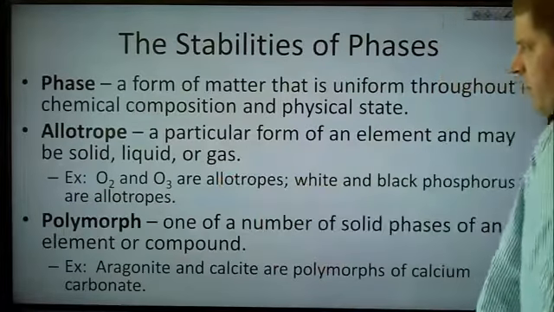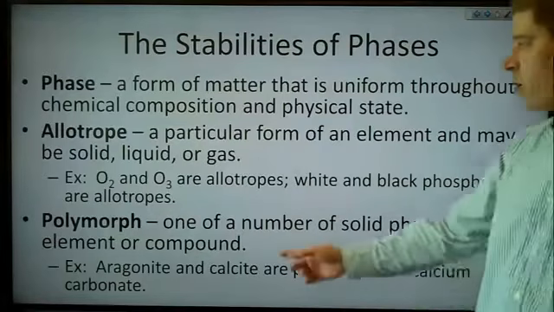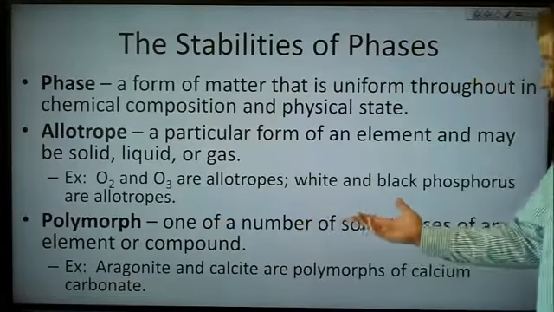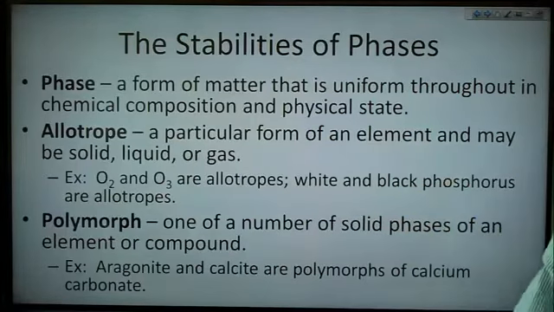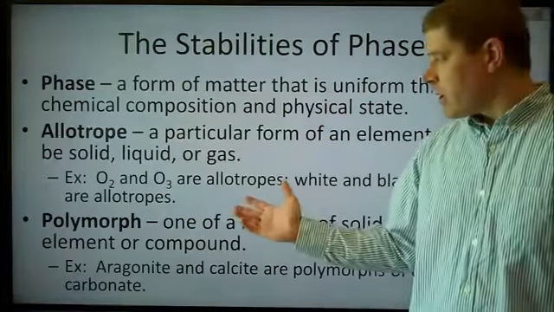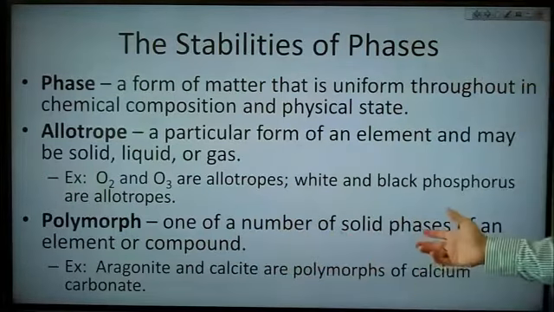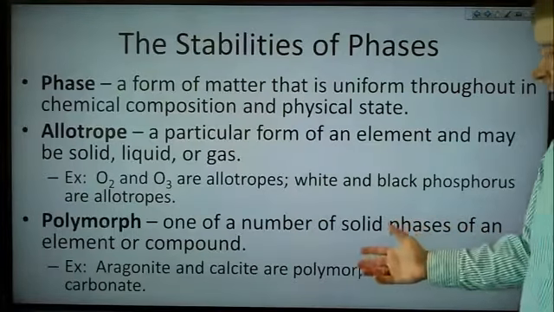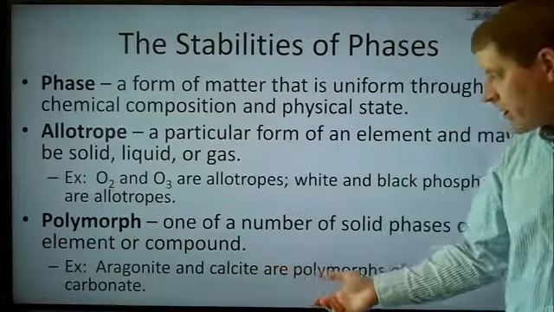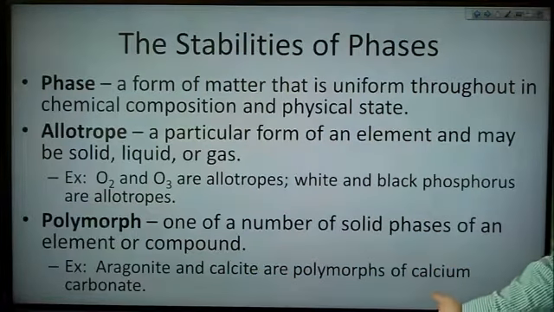Also, oxygen O2 and ozone O3 are also allotropes, as are the white and black phosphorus. So now let's talk a little bit about polymorph. So a polymorph is one of a number of solid phases of an element or compound. So this is aragonite and calcite, which are polymorphs of calcium carbonate.